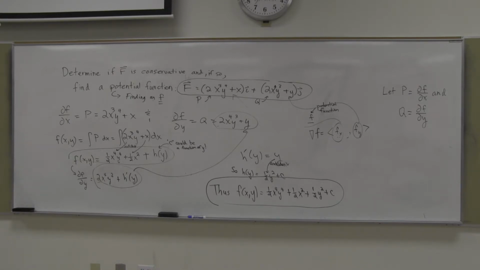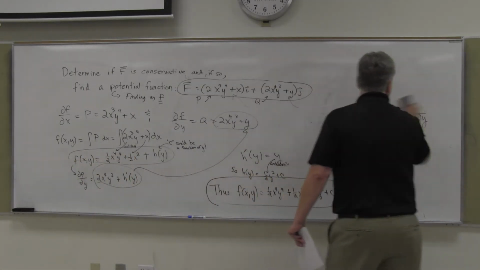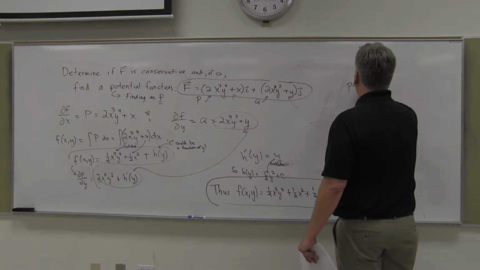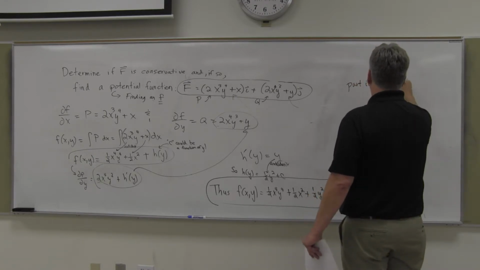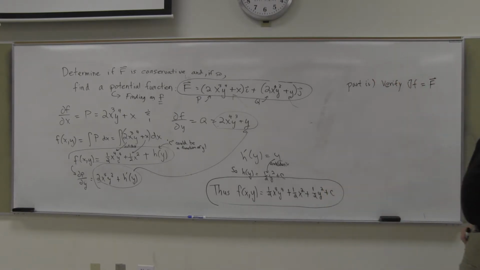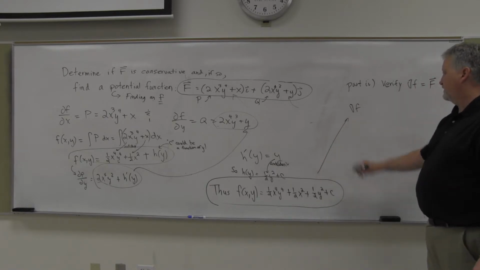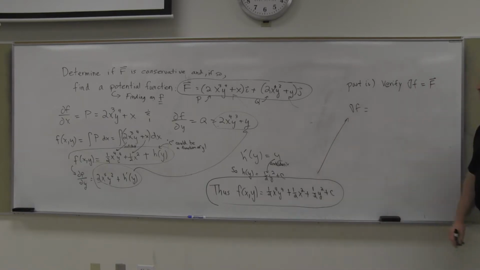All right, now, one other thing, part 2 of this. Verify that the gradient of f equals the vector function f, vector field big F. Well, we're talking about the gradient of this thing right here. Again, the gradient of f is a vector where the components are partial of f with respect to x, partial of f with respect to y.